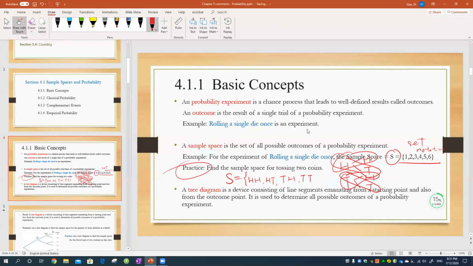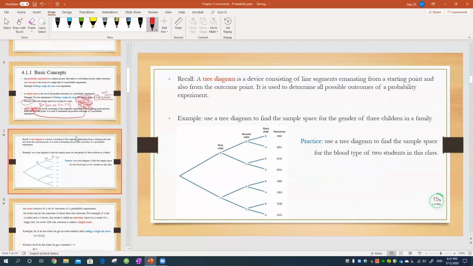We complete this practice problem for writing down the sample space. And basically what we used, we have a name for it. For this one, we call it a tree diagram. So let's look at another example for a tree diagram. We're going to use a tree diagram to find the sample space for the gender of 3 children in a family. So same thing.